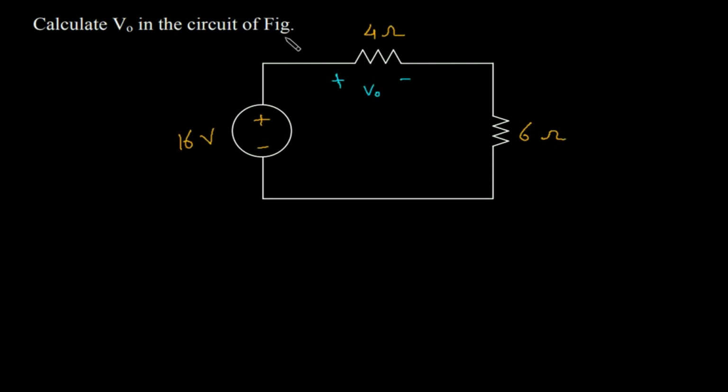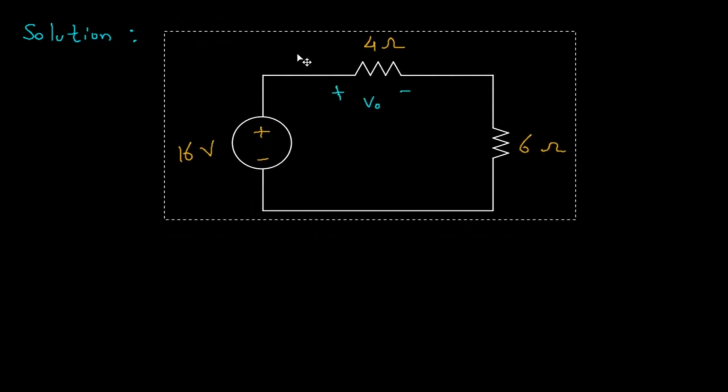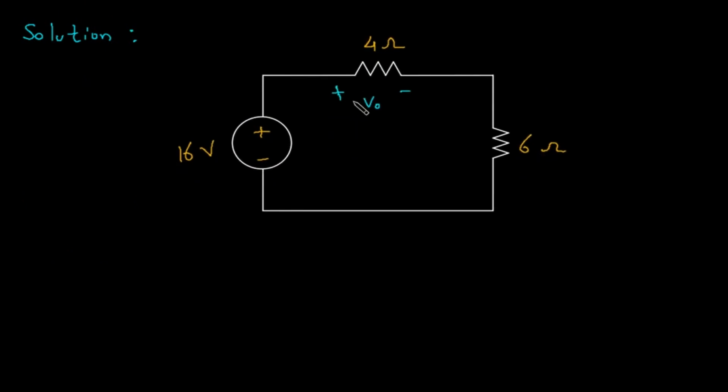Calculate VO in the circuit of figure. We have to find this VO in this circuit. Solution. First of all, we will redraw the circuit. Then let us assume the direction of current. Let us say this is current I.